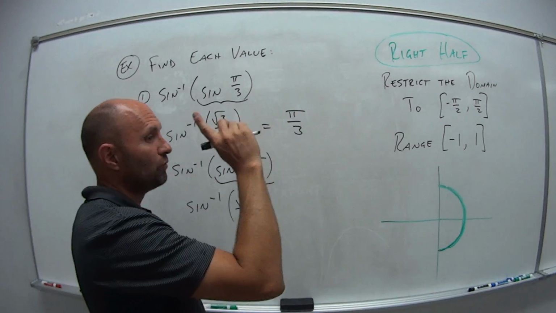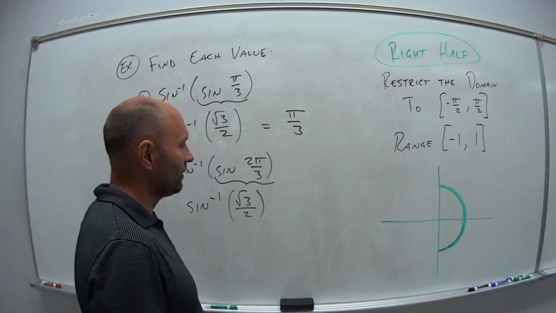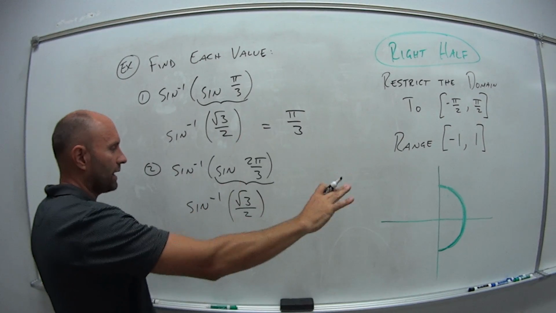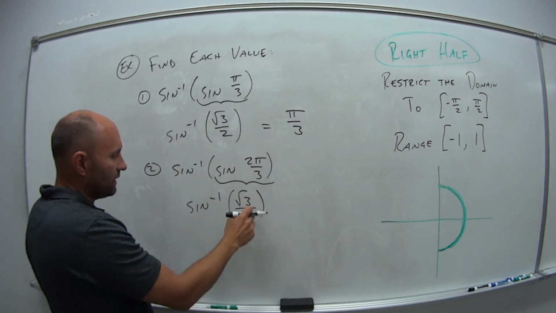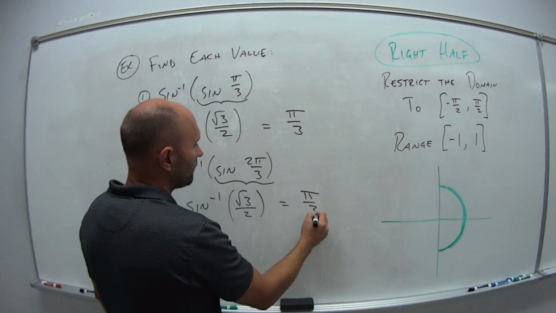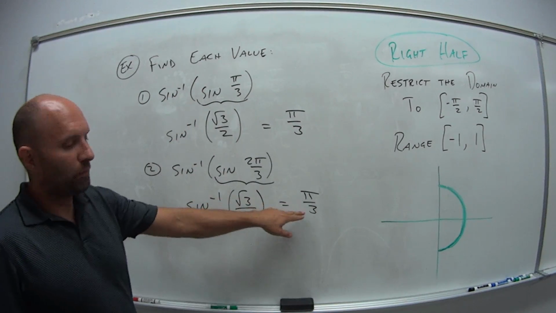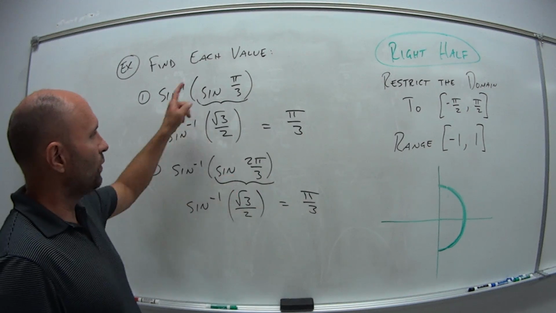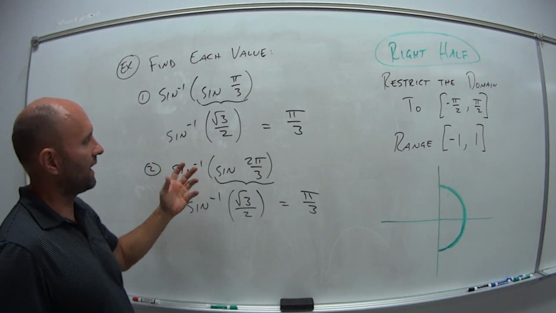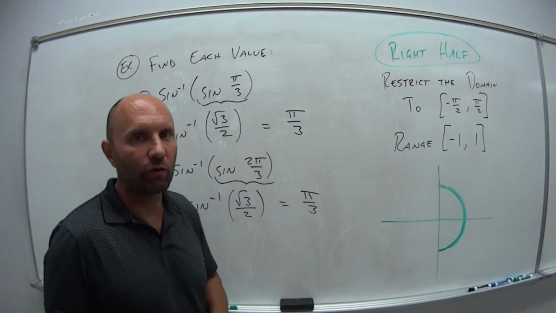So where on the right half of the circle, and I hope by now you're tired of me saying right half of the circle, because that's how important it is for these sine inverse problems. So where on the right half of the circle is sine equal to positive square root of 3 over 2? Well, it's also pi over 3. So these two problems end up with the same result, but you can see we get there very differently. So don't just think that because they're inverse functions, they can just cancel out and you're left with the number that's there, because we are restricted to the right half of that circle.